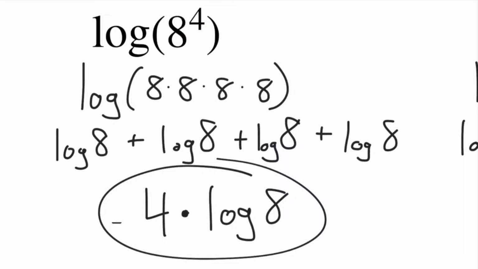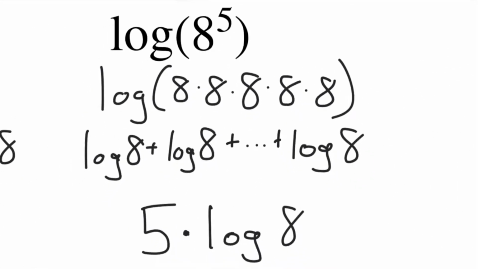If this is 8 to the 4th, we just write it out: 8 times itself 4 times. And now, if we have multiplication on the inside, it becomes addition on the outside. That would be log 8 plus log 8 plus log 8, 4 times. Now, if you wanted to group that all together, we can just say that it's 4 times log 8.